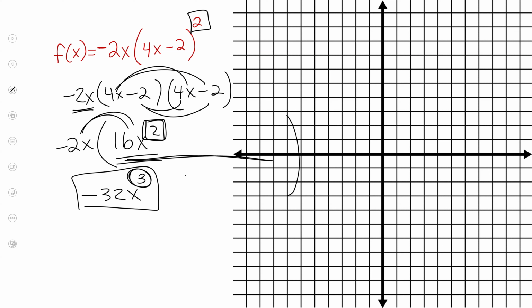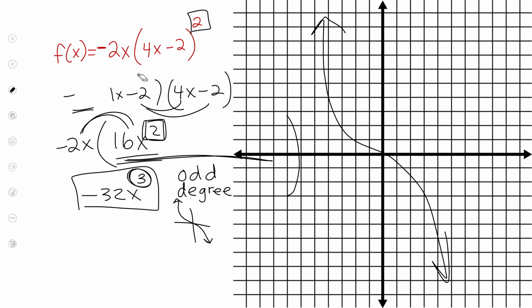So guys, this is an odd degree. Any type of odd degree, what will it look like? Yes, it's going to go opposite ways. And so normally it would look like this, but I have a negative in the front. So now what? It would look like this. That's what your graph would look like. So now we can do our end behavior because we know what the graph looks like. Looks like that. And let's do the end behavior.